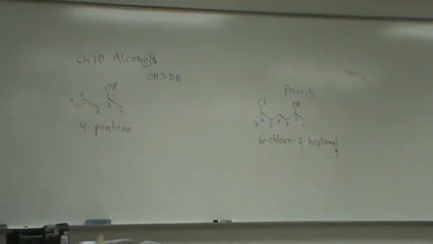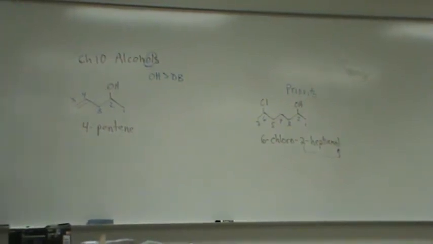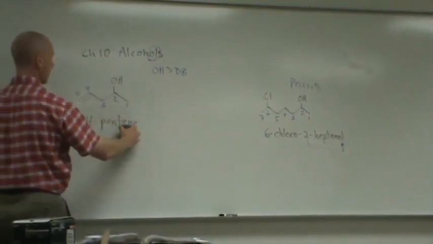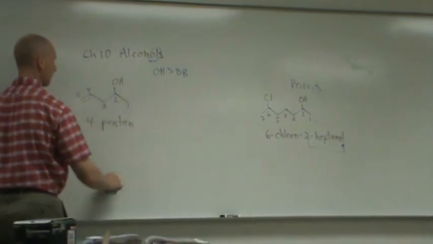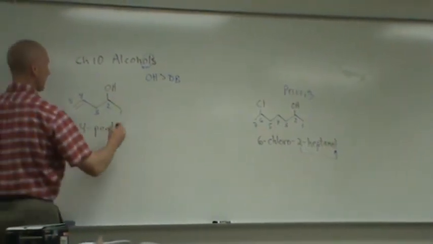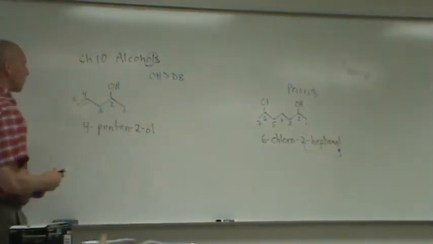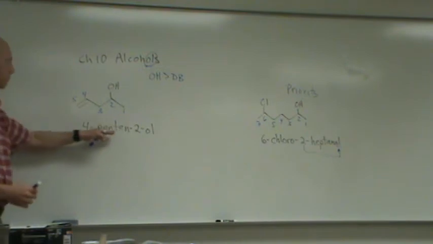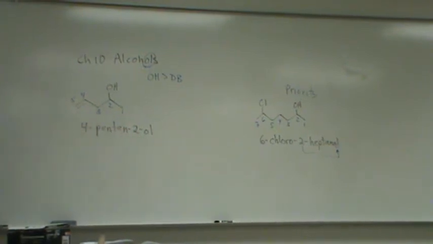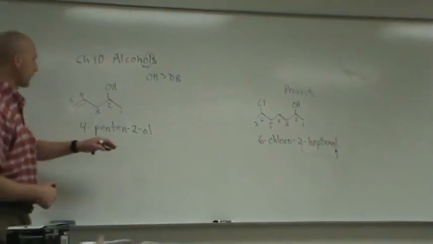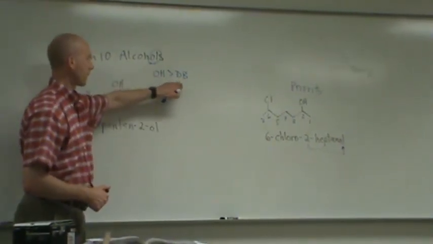pentene. But my ending is going to be OL. And again, I can't have two vowels together, so I'm going to drop this E. And my alcohol is on the 2 carbon. So I get 2-ol. So I have 4-penten-2-ol. Okay, does that make sense? Any questions on that one? Okay. So again, that alcohol is carrying greater priority.